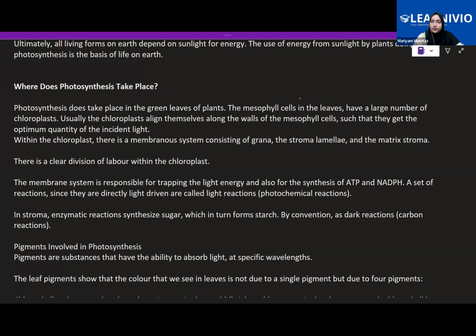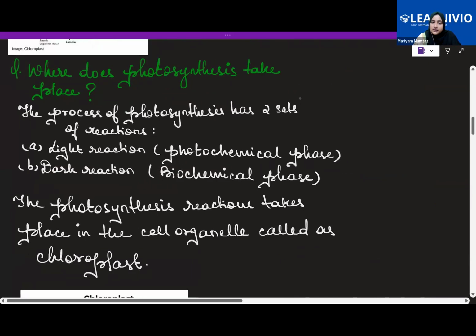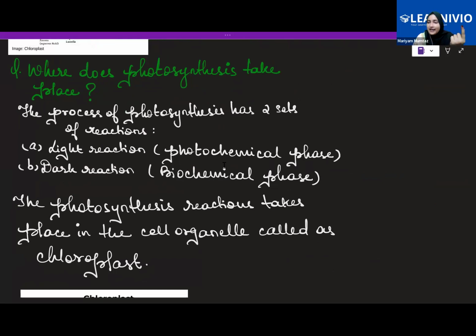So now talking about the chloroplast. Within the chloroplast, you have a proper membranous structure inside of which the photosynthesis process would actually take place. Now if you were to see here, the process of photosynthesis has two sets of reactions. The first set of reaction is the light reaction. The second set of reaction is the dark reaction. The light reaction is called the photochemical phase, whereas the dark reaction is called the biochemical phase.